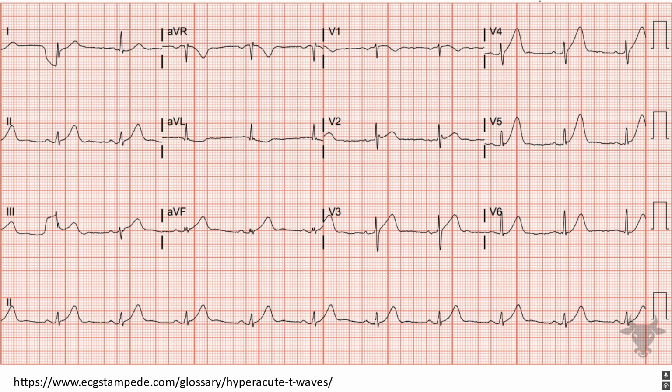Okay, to review, the steps are sixfold: rate, rhythm, axis, intervals, ST waves, and compare to previous. For the rate, is it fast, slow, or normal? For the rhythm, is it sinus or not? If you have one P for every QRS, you're all done. If you don't have one P for every QRS, then map out the P to P interval and the PR interval.